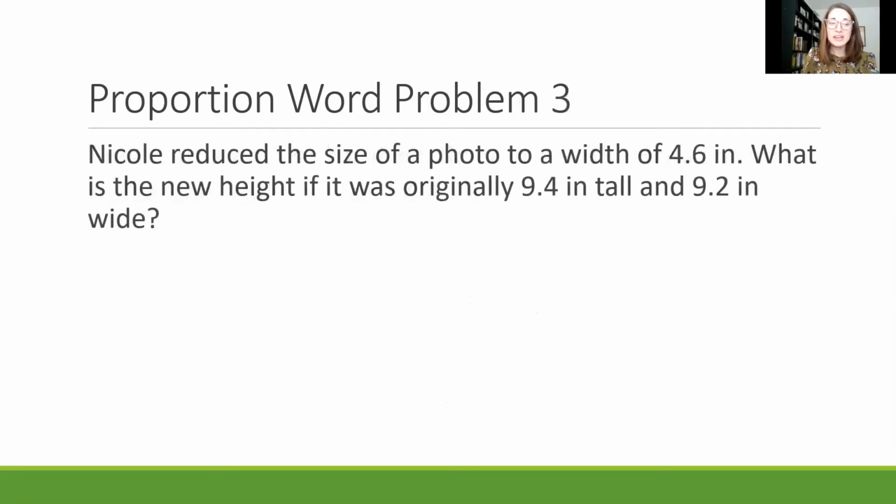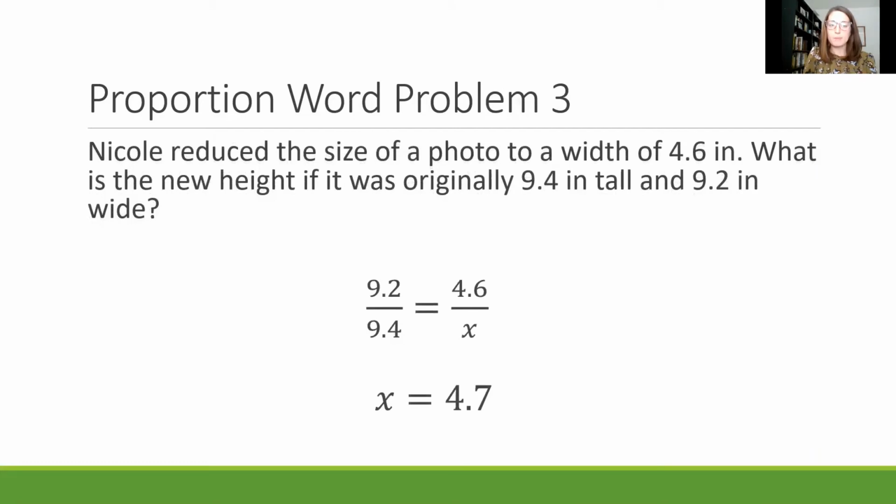For word problem 3, it says Nicole reduced the size of a photo to a width of 4.6 inches. What is the new height if it was originally 9.4 inches tall and 9.2 inches wide? So we're assuming that we're keeping the same proportions of the dimensions, and we're just going to change the inch values. So putting all that together, if we know that before we had a photo that was 9.2 inches wide and 9.4 inches tall, then we're going to plug in the parallel values for what we know and don't know.